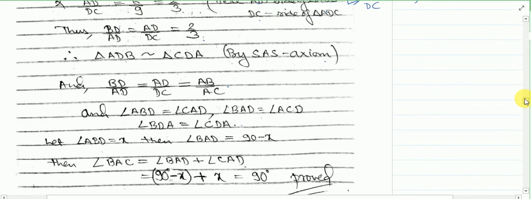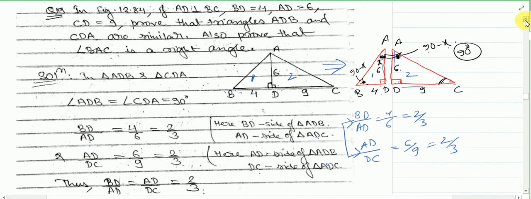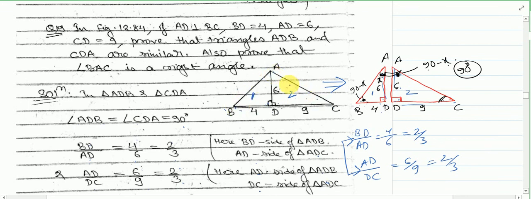So corresponding angles are equal, so angle ABD is equal to angle CAD, and angle BAD is equal to angle ACD, angle BDA is equal to angle CDA. Now I am taking angle ABD as x, then angle BAD will be 90 minus x, clear? Now we have to prove that angle BAC is 90. I have to prove that BAC is 90. That means I have to take sum of this angle and this angle.